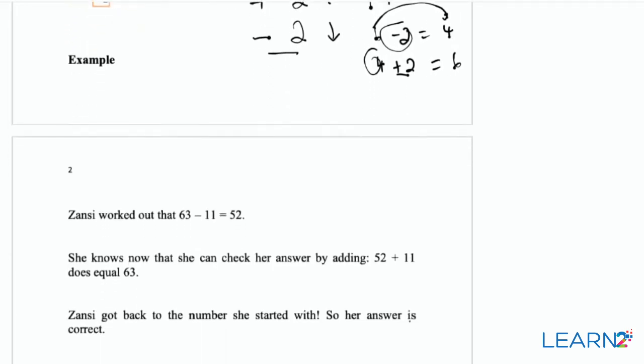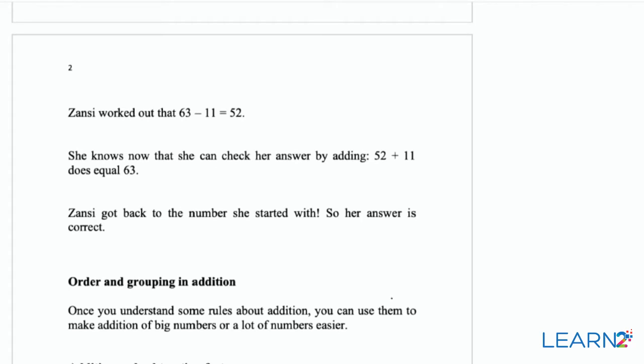Let's take a look at another example. Here it says that Zanzi worked out that 63 minus 11 is 52. So if you take away or subtract 11 from 63, you land up with 52. But how do we check that's correct? Well, if we take the 52 that we now have and we add back the 11, what do we get? 52 plus 11 takes us back to 63. How do we do that?